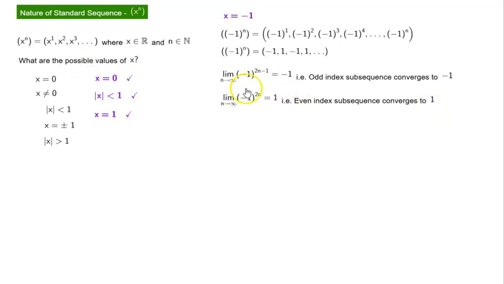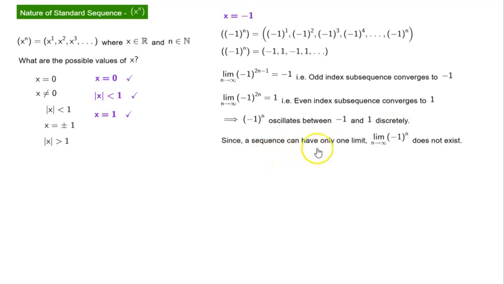So here, just remember that these powers, I am treating as indices as well. So they are powers as well, and I'm using them as indices also. Which implies minus 1 to the power of n oscillates between minus 1 and 1 discretely. Since a sequence can have only one limit, remember uniqueness of limit, limit as n goes to infinity of minus 1 to the power of n does not exist.